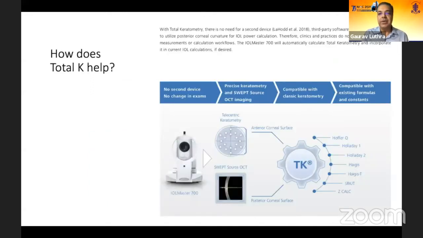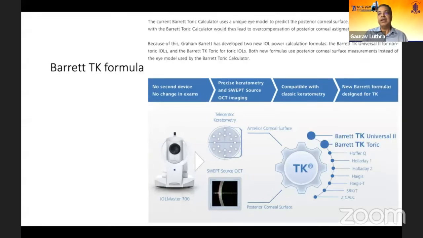So this is how the TK works, and you can see that it can be integrated into several of the formulas. I will not go into details of how it works, but it basically allows you to customize the posterior corneal curvatures and feed them into the new formulas and use them. So it remains to be seen how effective it will be.